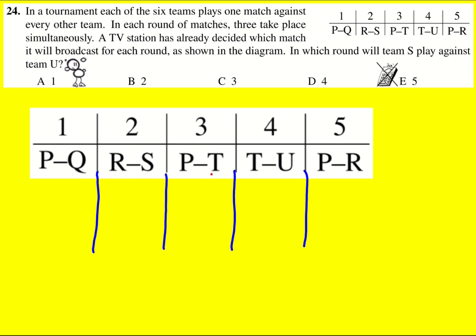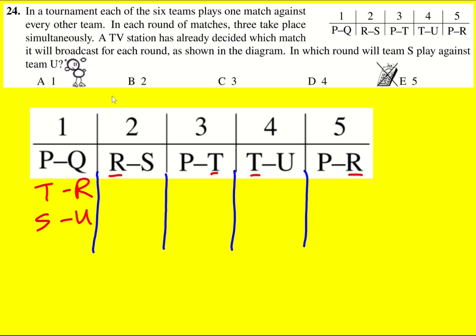see that T is playing here and here, and R is playing here and here. So it cannot be that T is playing R in any of these ones, and it must be that T is playing R here, which means that the only remaining game is S against U. And we're actually done. The answer must be A.